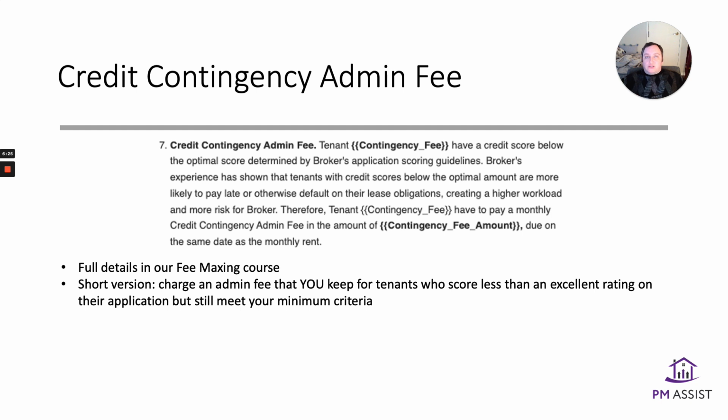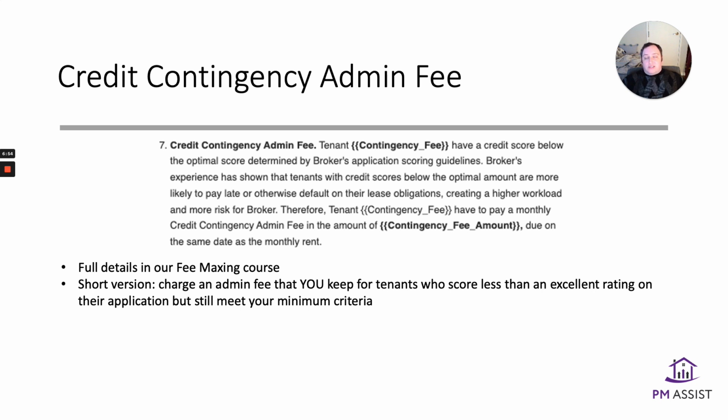Someone who has a credit score of, say, 840, so they're at the upper end of the credit scoring range, is obviously a much lower risk than someone with a 625. Both of them meet your minimum criteria, so you're going to say yes to both of them. You're going to approve both of those applicants. But one of them is obviously a better applicant than the other. So one of them should pay more than the other. That tenant with that low score should be paying more than the tenant with that very high score.